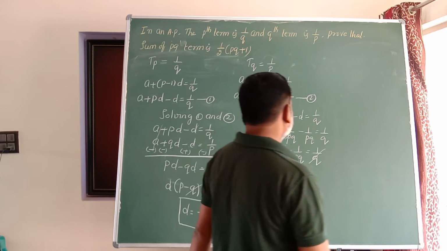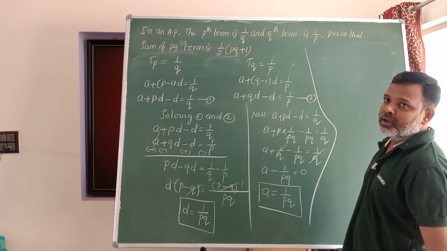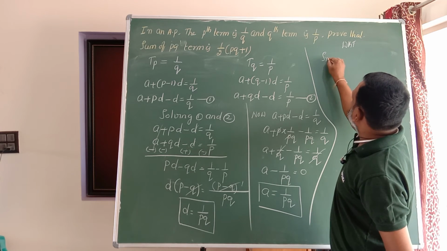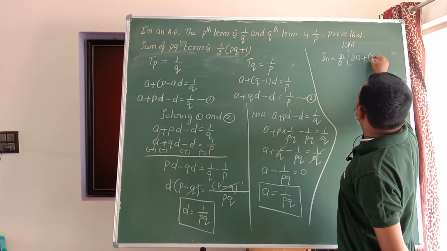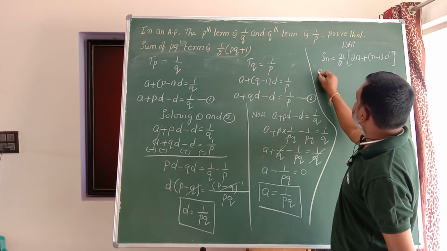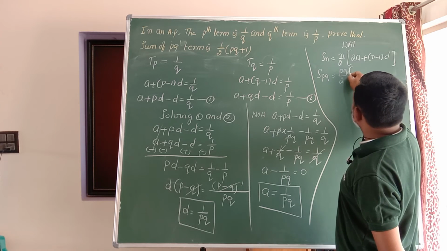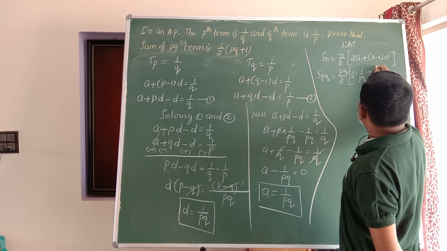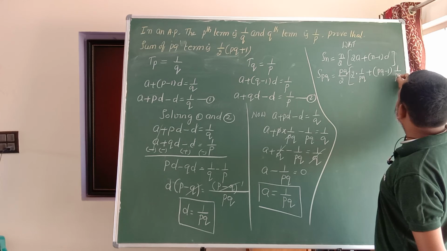Now it is very simple. We have to show that the sum of pq terms. First we know that the sum of n terms is equal to n by 2 into (2a plus (n minus 1) into d). But they are asking for the sum of pq terms. So Spq is equal to pq by 2 into (2a, where 2 into a is 1 by pq, plus (pq minus 1) into d, where d is 1 by pq as usual).